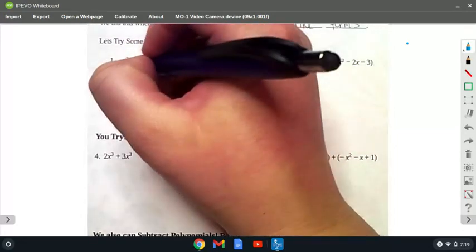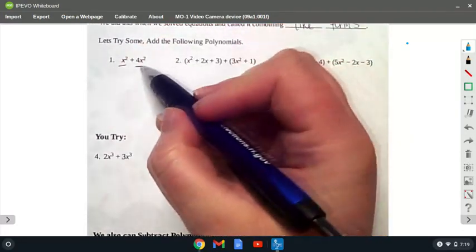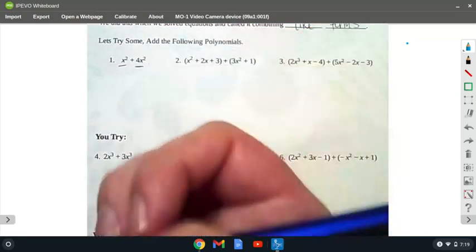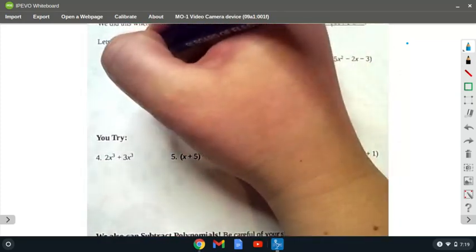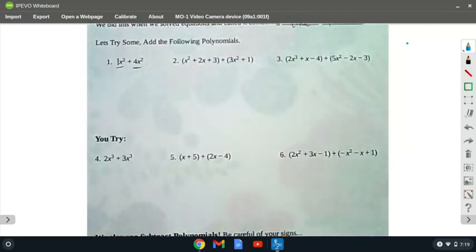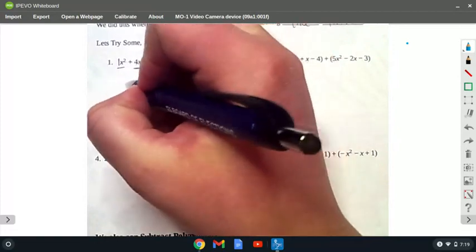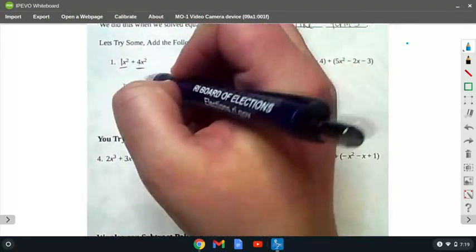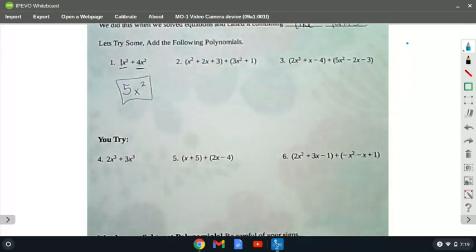So if I look at this problem, this first one, these both have the same variable x and the same degree too. So those are like terms. I can add them together. There's essentially a 1 in front of any variable by itself like that. So I can add 1 and 4 together to get 5, and then I need to keep that variable and degree. So that's how I would add those together.